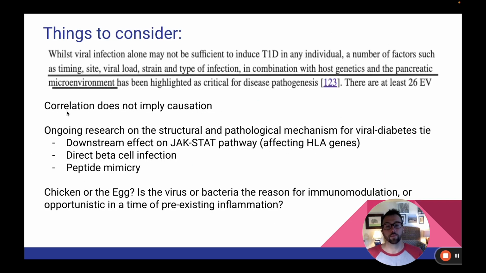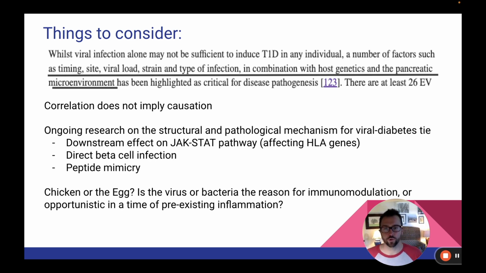So another thing to ask is, correlation does not imply causation, right? So they're saying that people with type 1 diabetes are 10 times more likely to have an enterovirus. Does that mean that the enterovirus means that you have diabetes, or does getting diabetes make you more susceptible to the enterovirus? That we don't know.